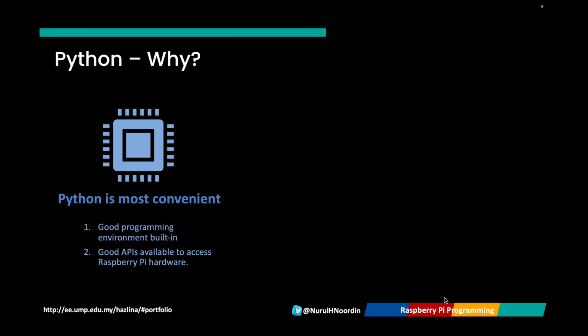Firstly, Python is one of the most convenient programming languages. Its simple and readable syntax makes it easy to learn and use, even for beginners. Python provides a built-in programming environment. It comes with tools like the Thonny IDE and an interactive shell, which make coding and debugging easier. Python has great APIs that allow direct access to Raspberry Pi. This makes it ideal for projects that involve sensors, actuators, and automation.